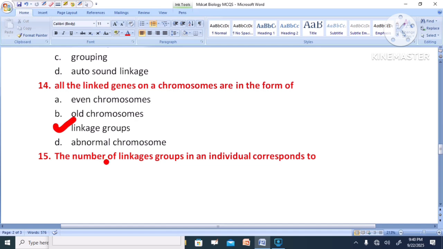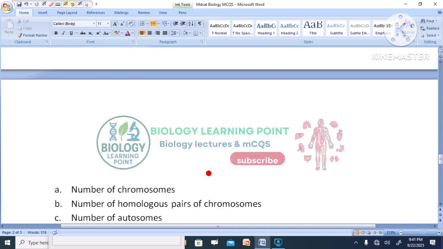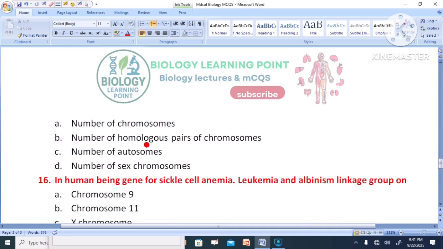So the next question is, the number of linkage groups in an individual corresponds to, the options are option A number of chromosomes, option B number of homologous pairs of chromosomes, option C number of autosomes, option D number of sex chromosomes. So the right answer is option B, number of homologous pairs of chromosomes.